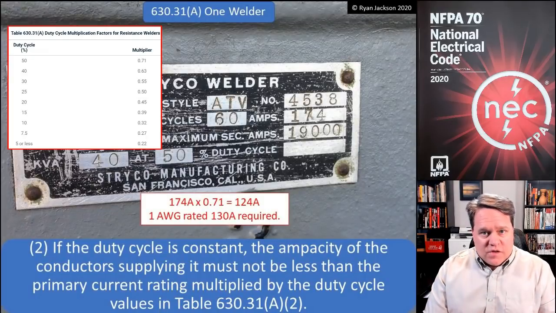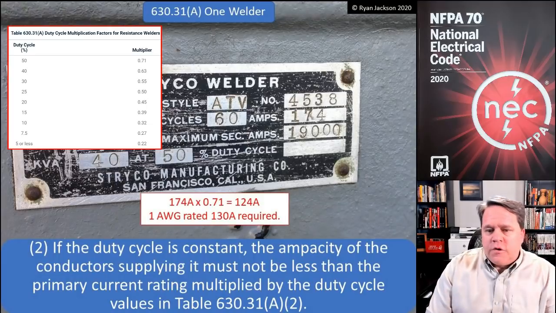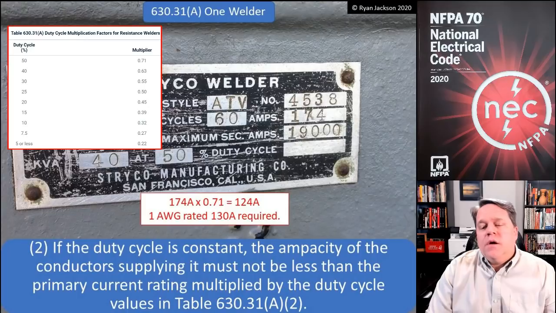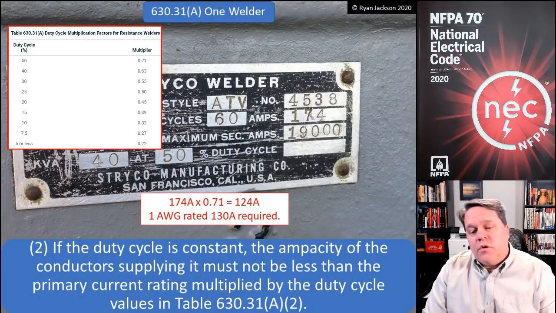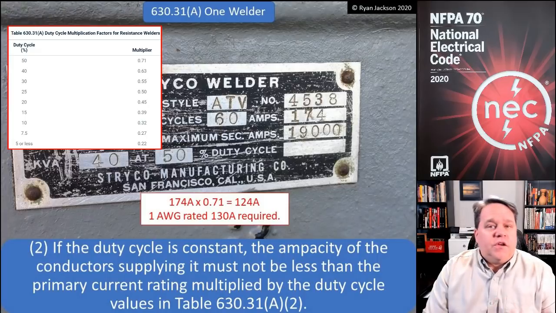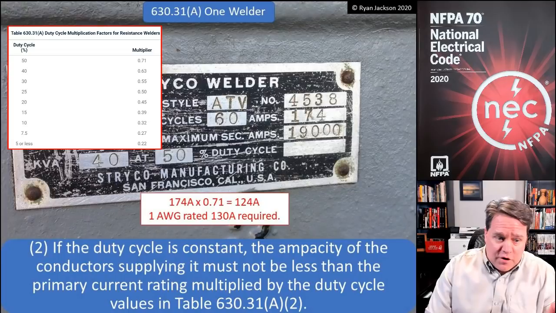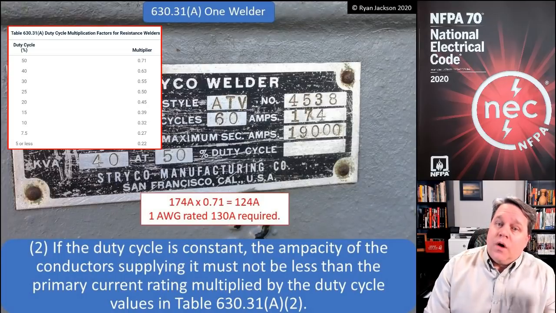Item 2 is nice and simple. If the duty cycle is constant, then the ampacity of the conductor supplying it must not be less than the primary current rating multiplied by the duty cycle demand factor in Table 630.31(A)(2). So it's very similar to how we do an arc welder.